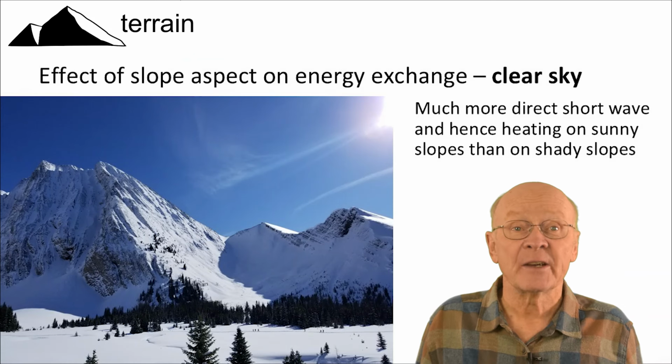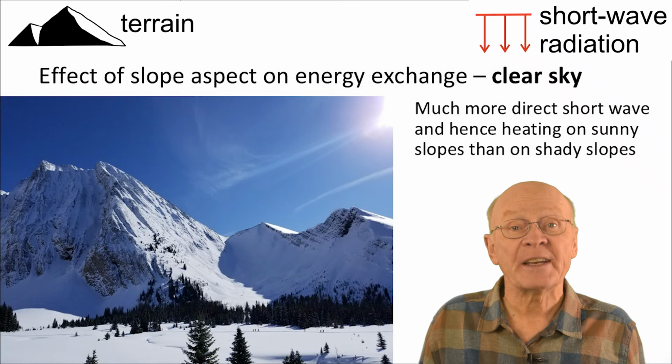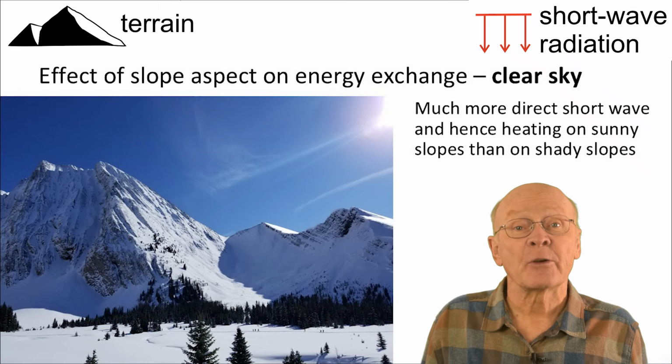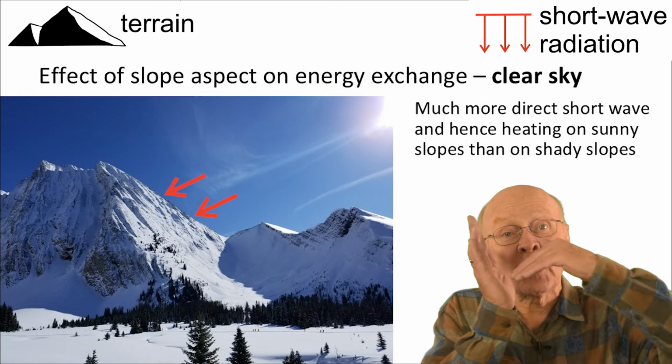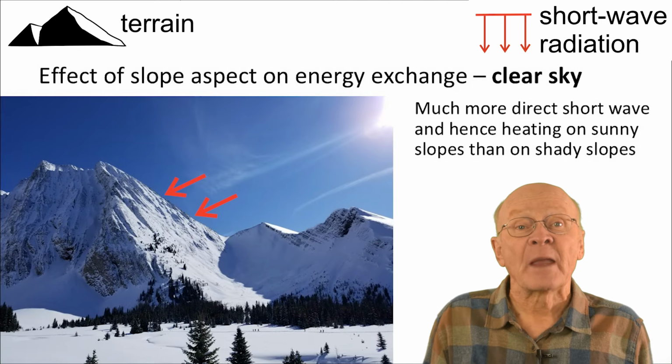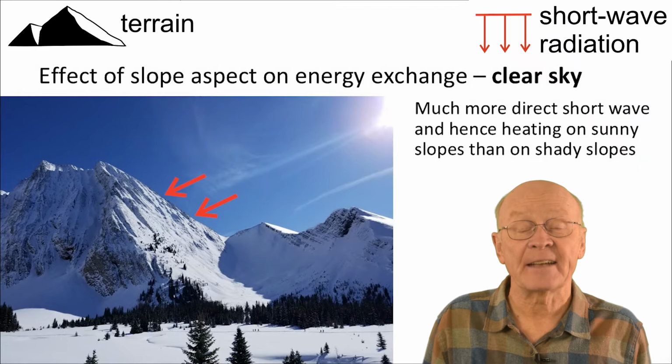When the sky is clear, the sunny slopes will get much more shortwave radiation and warming than shady slopes. The difference is often greater on steeper slopes, where the incidence angle on sunny slopes is closer to 90 degrees. So the amount of absorbed shortwave radiation depends on the incidence angle.